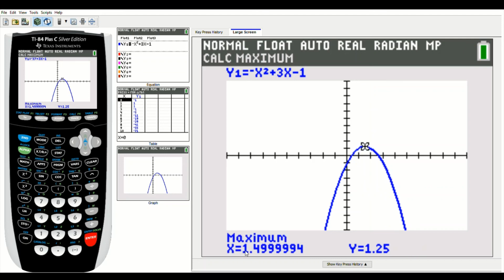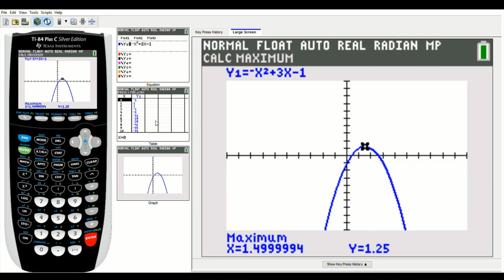The x value is at 1.499. And the y value is at 1.25. And you can do your rounding however your question says to do it. I usually like to take it out 3 decimal places.